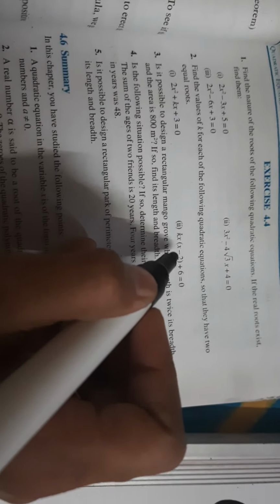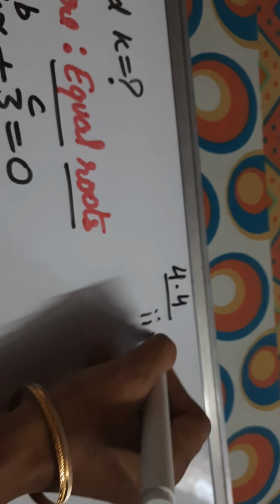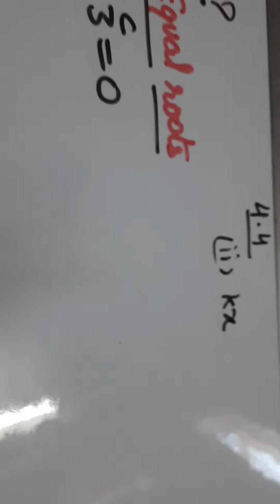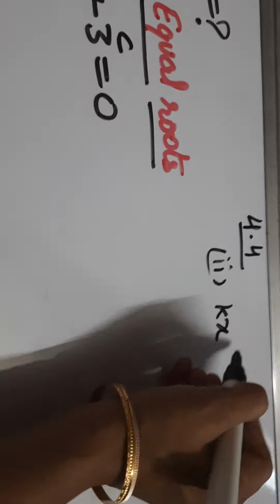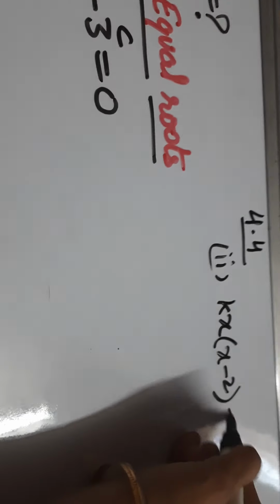So now let us see the second part. The second part is, again we have to find out the value of k, and the equation is kx into x minus 2 plus 6.